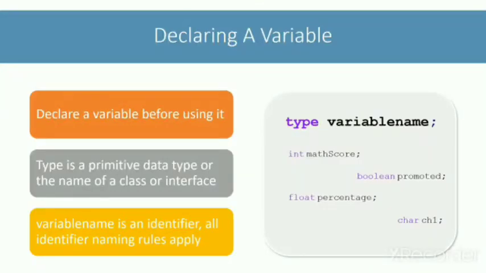Those of you who have been following the course all along should be well versed in declaring a variable by now. The simplest way to declare a variable is this: type followed by variable name and then a semicolon. Here, type can be any of Java's primitive data types or the name of a class or interface. We learned about primitive data types earlier in this section. Class and interface types will be covered later in this course. Variable name is an identifier, hence all the identifier naming rules apply to variable name.